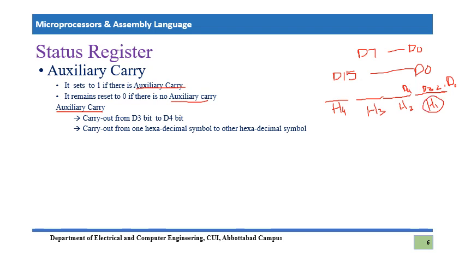And D4 to D7 will be the second hexadecimal symbol. So that's not just the carry from D3 to D4, rather it is a carry from the first hexadecimal symbol to another hexadecimal symbol. That is what is written here at this point. It is a carry out from one hexadecimal symbol to another. So auxiliary carry can be defined as a carry out from one hexadecimal number to another hexadecimal number.